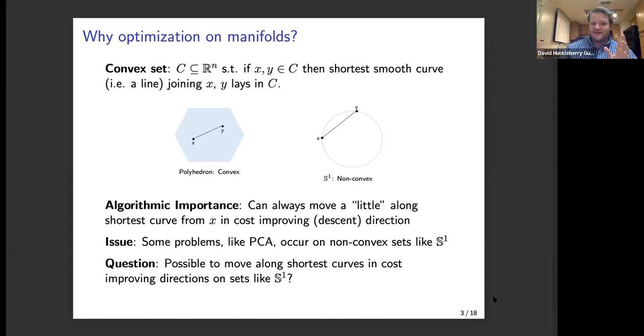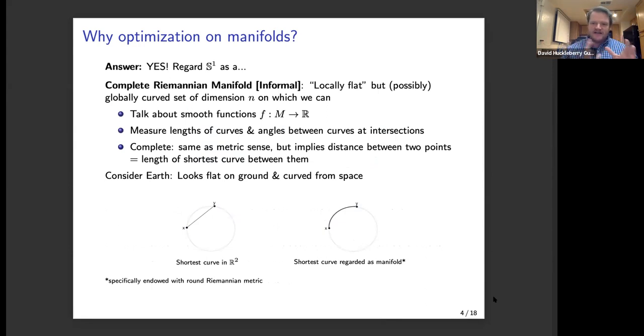Now, the problem is that some problems of real importance to machine learning, data science, you name it, for example PCA, occur on very non-convex sets like the circle. So here's the fundamental question that comes up in optimization on these non-convex sets: is it possible to move along shortest curves in cost-improving directions on sets like the circle? And the answer is yes, provided we recast the circle. We want to regard it as what's called a complete Riemannian manifold.